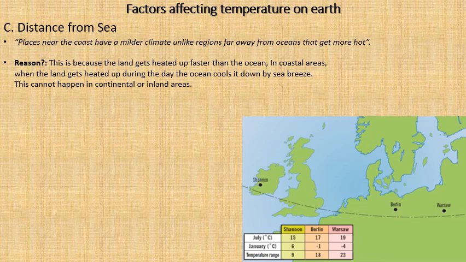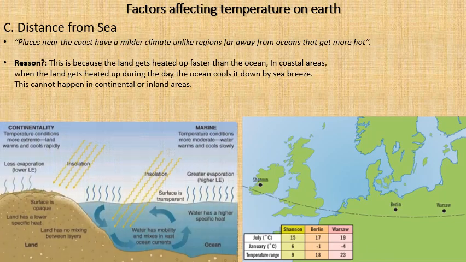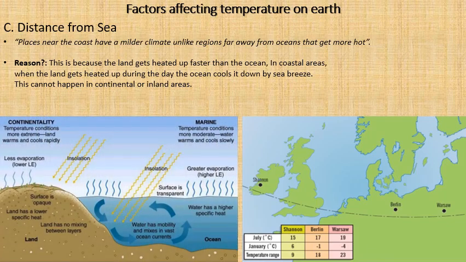In coastal areas, when the land gets heated up during the day, the ocean cools it down by sea breeze. This cannot happen in continental or inland areas. So when Shannon gets heated up, because it's closer to the sea, it can easily be cooled down. But Warsaw, when it gets heated up, cannot be easily cooled down. So the temperature will automatically rise much higher. Here is a picture which shows a clear description of how the land gets heated up more and gets cooled down more.